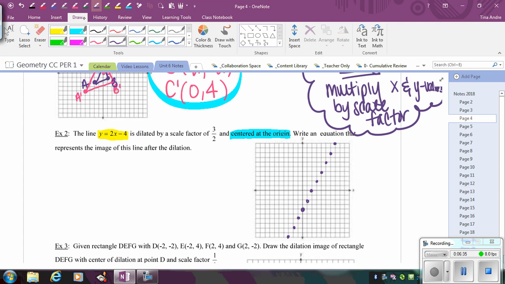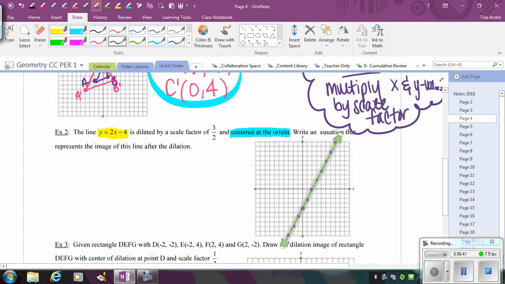And go ahead and connect these with your straight edge. And I'm going to label it, so I have y equals 2x minus 4. So my center is at the origin, so let's get that plotted. So there's the center. I'm just going to put a C by that for center. And my scale factor is 3/2.